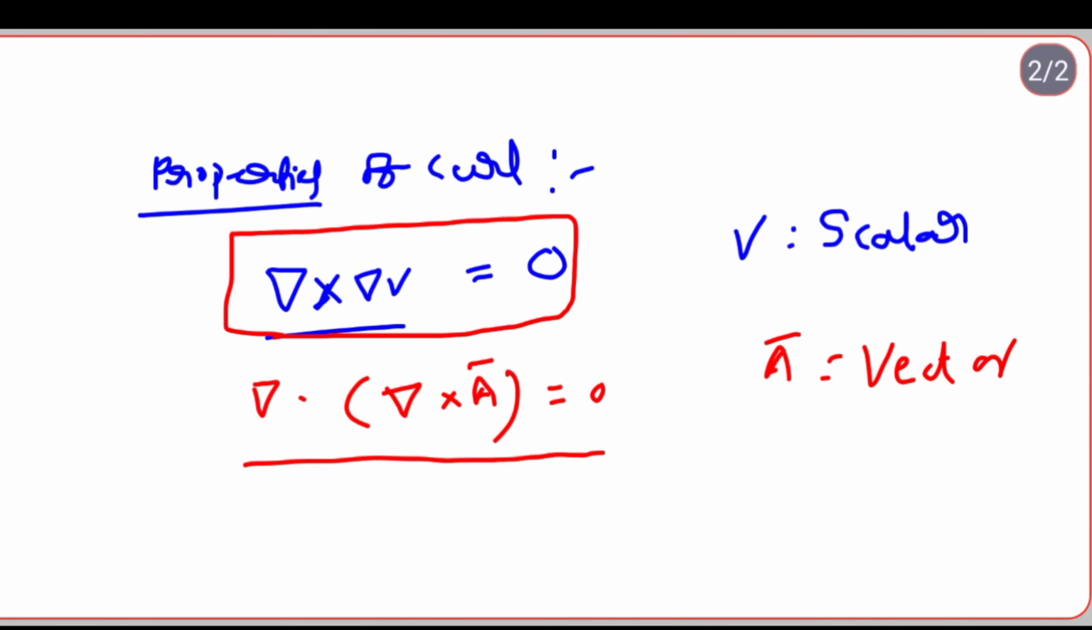To understand scalar and vector magnetic potential, the properties of curl are required: del cross del V equals 0, and del dot (del cross A) equals 0. What is del? Partial differentiation and the cross product of that. The curl of a gradient equals 0, whereas the divergence of a curl is equal to 0.